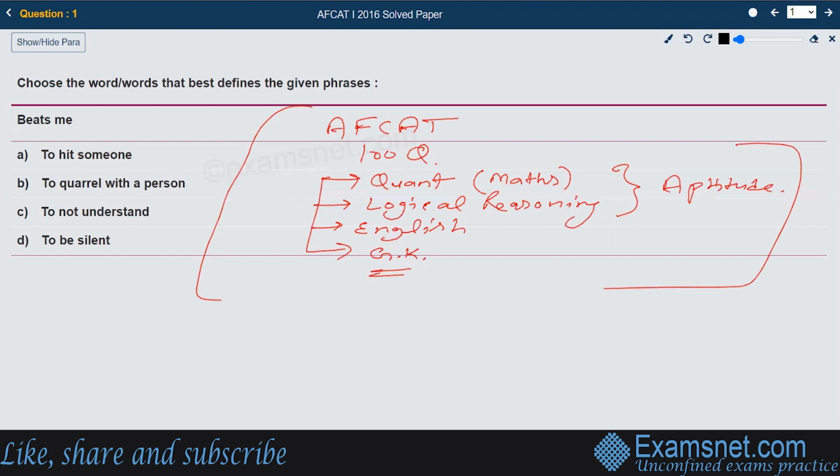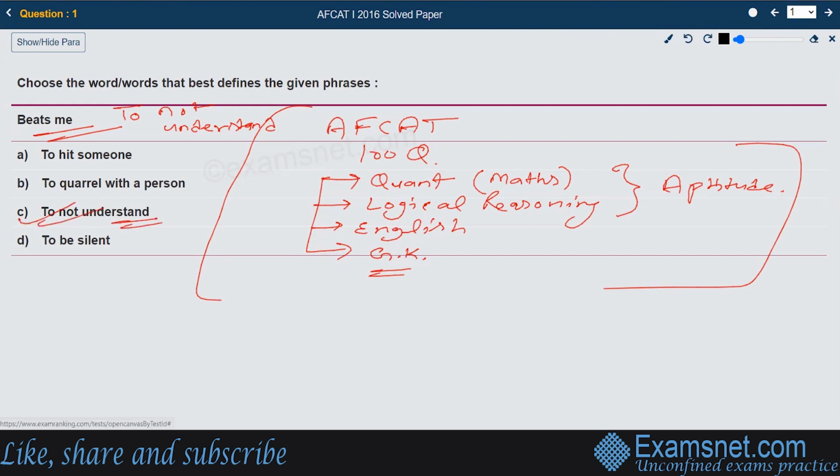Now let us go through the questions one by one. The first question is: choose the word that best defines the given phrase. There are phrases given. We need to understand the meaning and tell the option which gives the best explanation of the phrase. The first phrase is "beats me." The meaning of "beats me" is to not understand. For example, "it beats me how he came first." That means he is not able to digest, or accept, or understand how his competitor had come first. So the right answer is option C, to not understand.